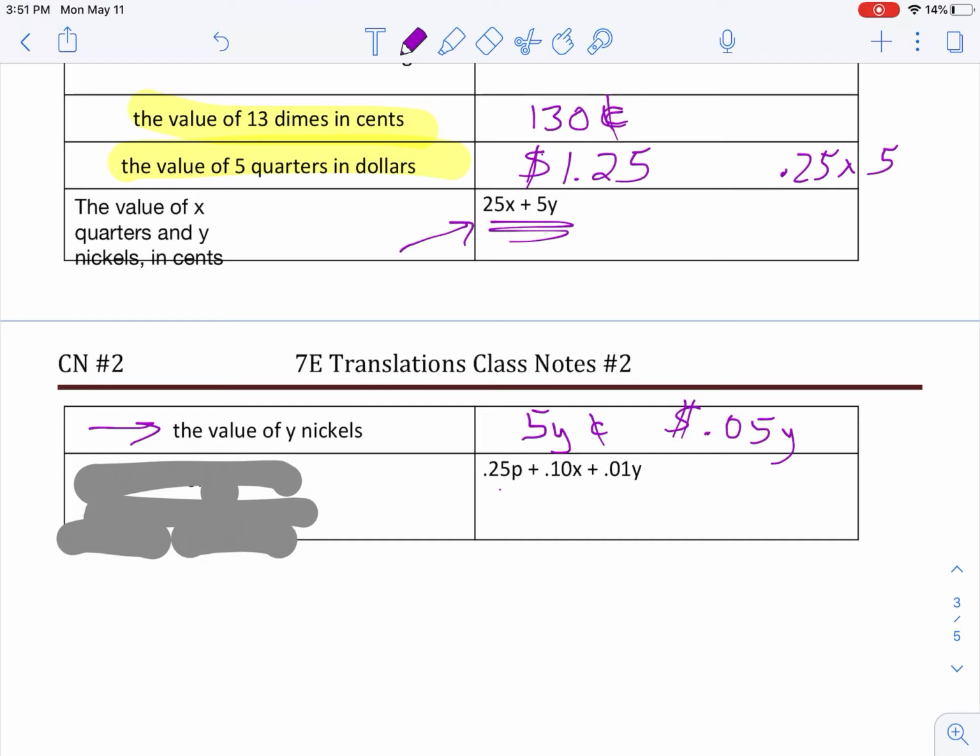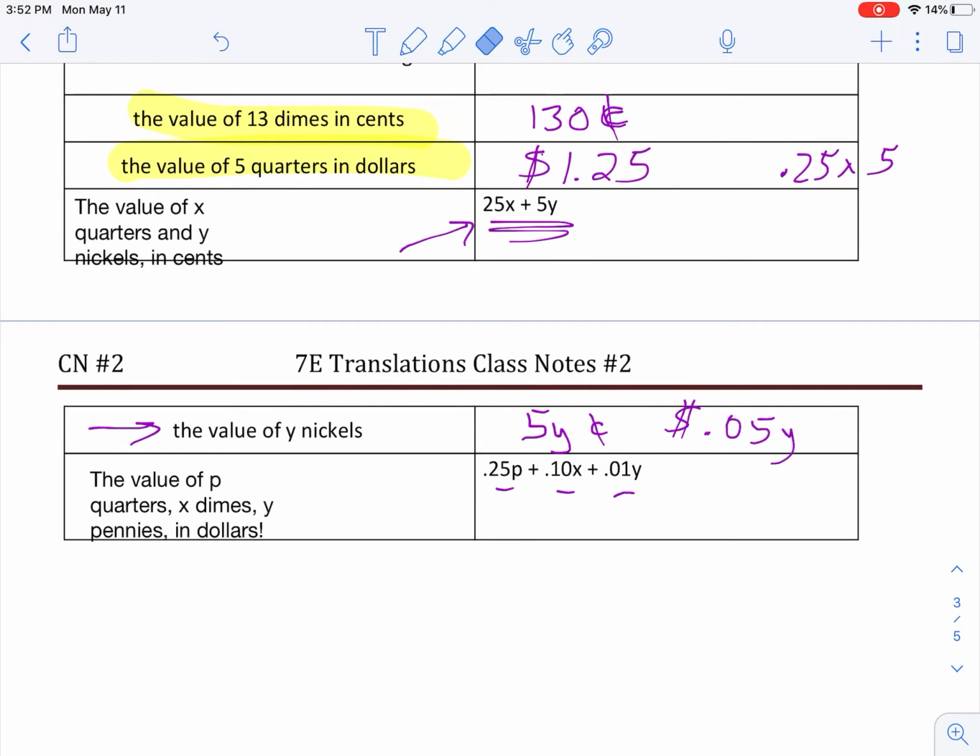So what would I be representing here? First of all, are we in dollars or cents? We are going to be in dollars. All right, I have 0.25 times P, so P must be the value of what kind of coin? Quarters. X is the value of dimes, and Y is the value of pennies. Why is Y pennies? Because 0.01, that's the value of a penny in dollars.